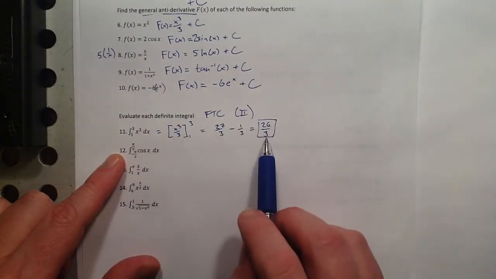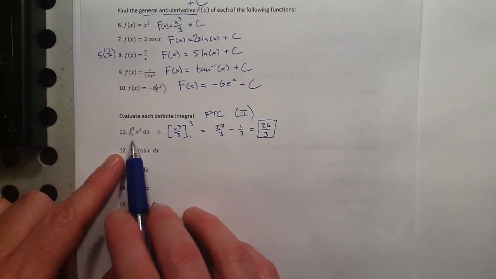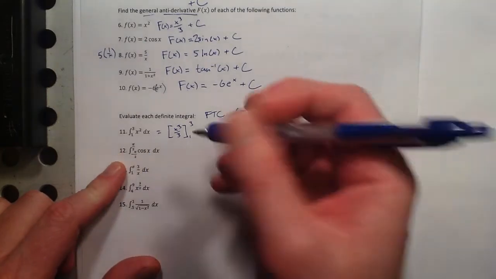And we can interpret this if we want to. This is the area under the x squared curve from 1 to 3. It's exactly 26 over 3.